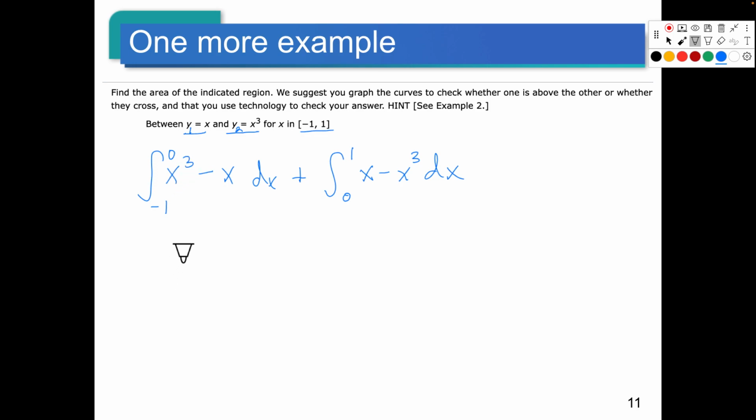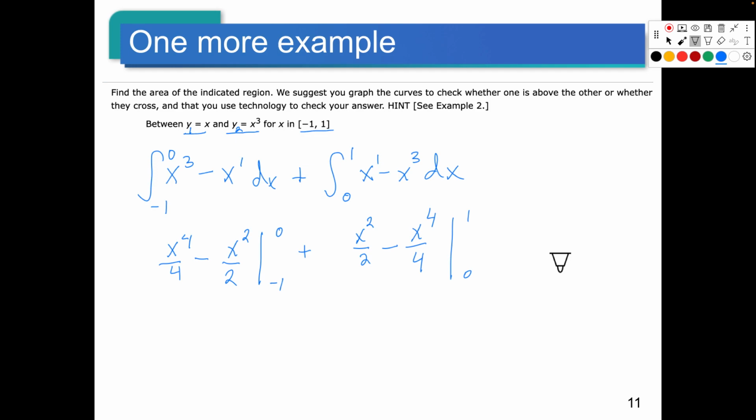So x to the third becomes x to the fourth over 4. X to the first power becomes x squared over 2. And again, this one we're going to go from -1 to 0. So we do that instead of the plus c. So that gives us an answer. And then we're going to add this one. So x to the first power becomes x squared over 2. Right? Adding 1 to the exponent, dividing by the new exponent. Minus x to the fourth over 4. This one we're going to go from 0 to 1.